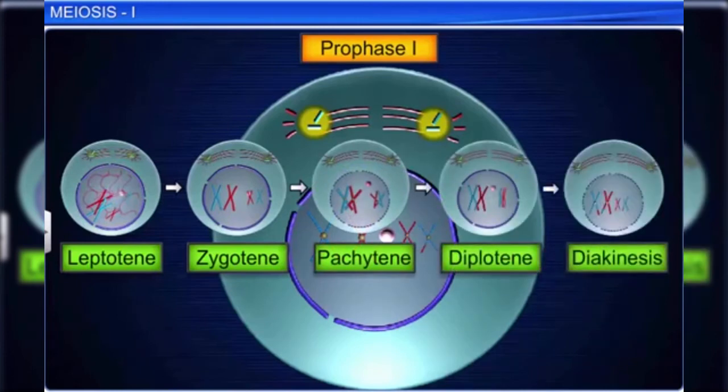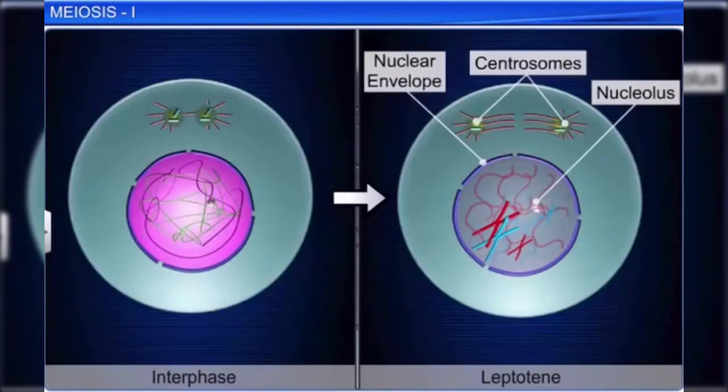Throughout the leptotene stage, compaction of chromosomes continues and they gradually become visible under a microscope. As the DNA has already duplicated, each chromosome consists of 2 chromatids.